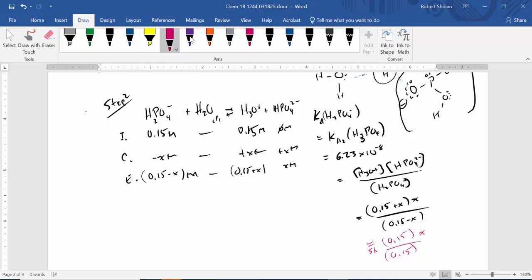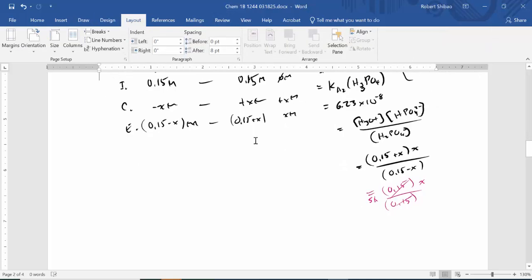And so you can see the 0.15s cancel. And so the math is really easy here. There's really no math. This X is equal to 6.23 times 10 to the minus 8. Now we do the percent change.